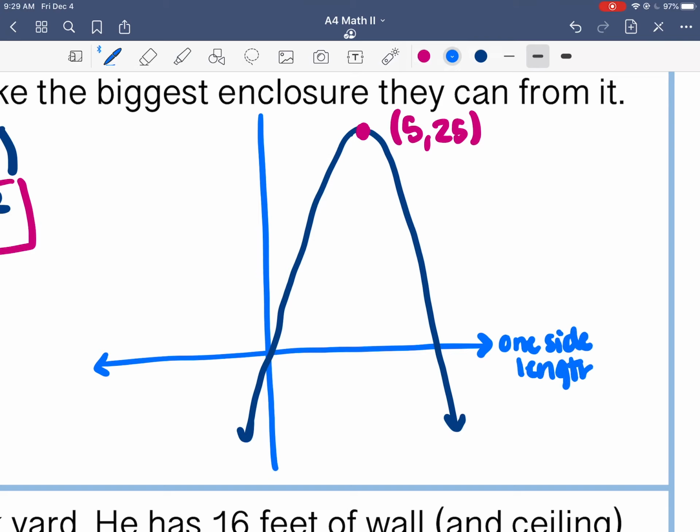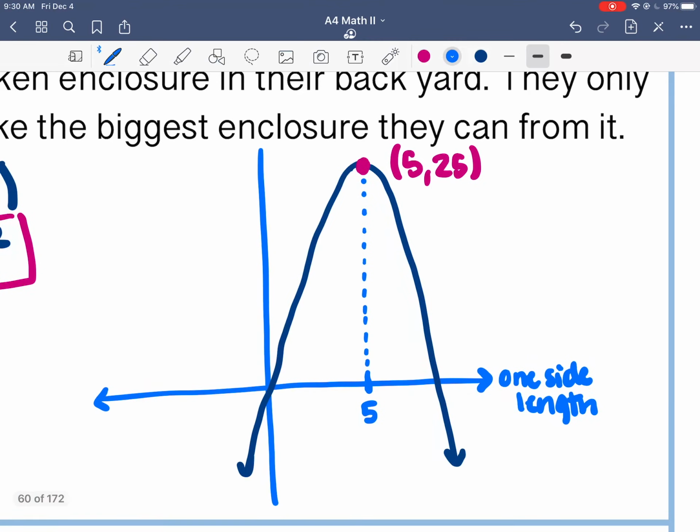Just like we talked about last time with vertical motion, it's important to have context. Our x values in this situation are one of the side lengths of our enclosure. So this is 5, right? Because we know that point is (5, 25), we know that's 5. The y-axis is area.